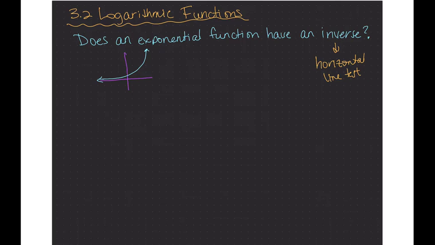So when I look at my function and I go through and I make these horizontal lines, no matter where I cross over or make those horizontal lines, I'm only going to cross the graph once. Even here, I'm getting closer and closer and closer to 0. I'm never going to reach 0, but I'm going to get closer to 0. So I'm still going to pass that horizontal line test. So does it have an inverse? Yes, it does.